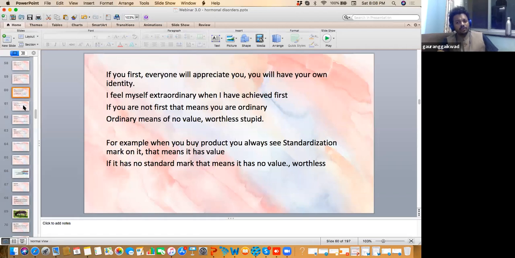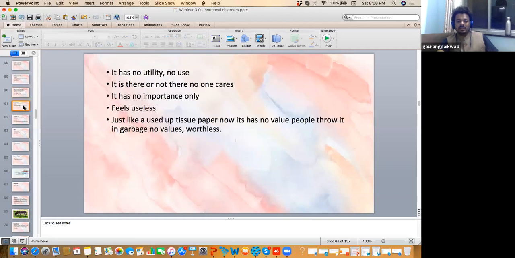Why is it important for you to come first? Because if you come first, she says, then people will appreciate you. I will feel extraordinary. I'll always feel important. When you come second, you're no value. You're worthless. No use. No one cares. It's as if you don't exist. As if you have been used up like a tissue paper and thrown in the garbage, no value in people. You are thrown away.